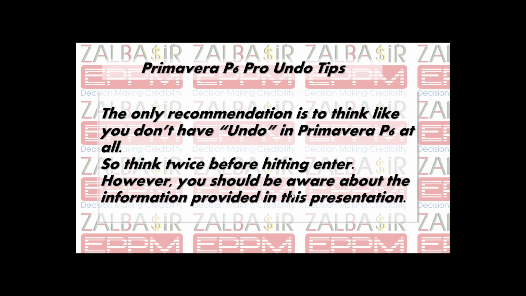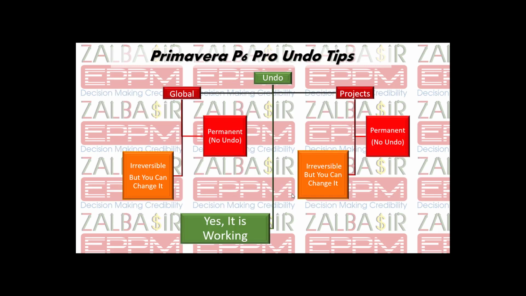What I explain in this presentation is very simple. The only recommendation is to think like you don't have undo in Primavera P6 at all. So think twice before hitting enter. However, you should be aware of the information I will give you now. Undo is different in global and projects. In projects, there is a way to do permanent actions which have no undo, and some actions you need to change by editing or removing or deleting if you have privilege.